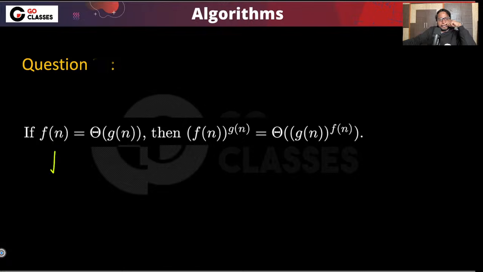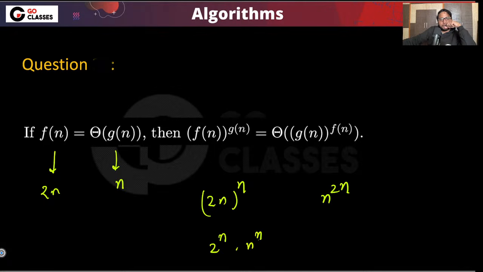So f(n), let's just take it 2n here, and g(n) let's take it n. So it will be (2n) power n, and it is n power 2n. So this is definitely 2 power n into n power n. You can divide by n power n both sides, and this is n power 2n. If you divide by n power n, it will be 2 power n, and it is n power n.